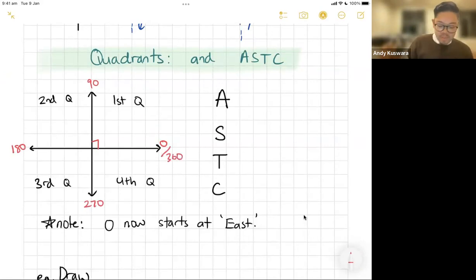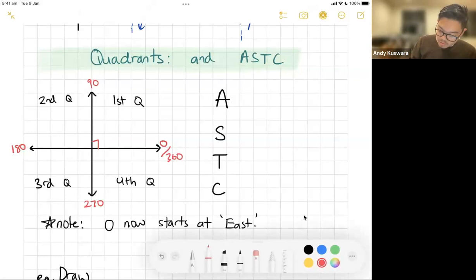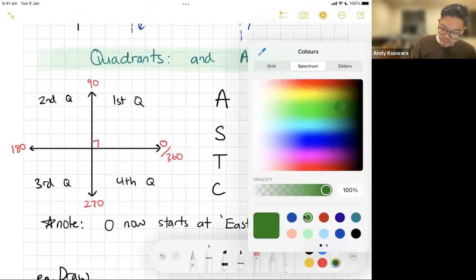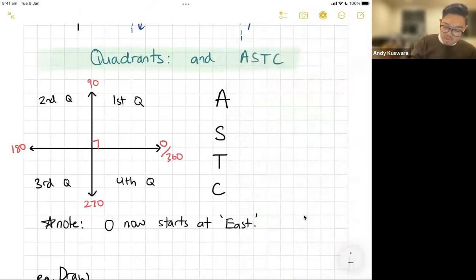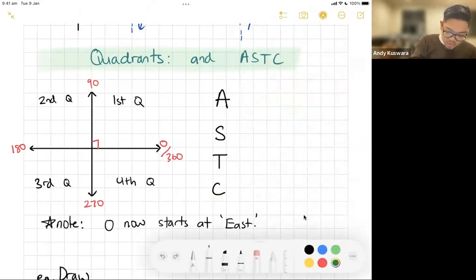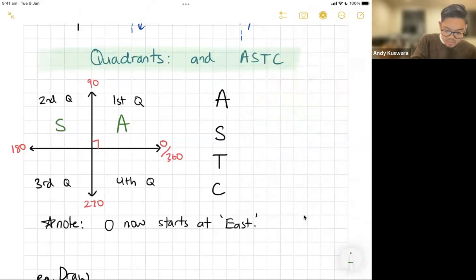Now, what you'll start hearing a lot of, and you'll remember very quickly, is all stations to central. So that's what that is, all stations to central. If you remember this diagram here, it's going to help you with the majority of your trig equation questions. Now you'll also have this ASTC.